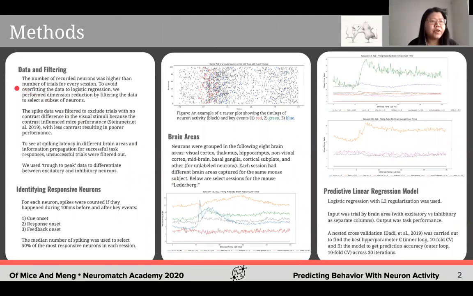In the next part, I will be talking about how we process the data. For our first aim of using spike data to predict the mice behaviors, we have conducted several steps to filter and reduce the dimension of the data.